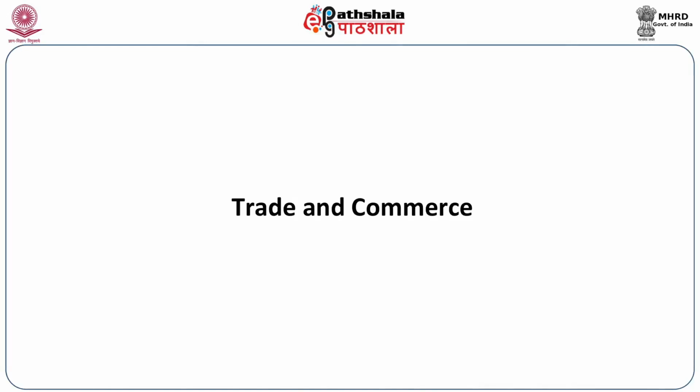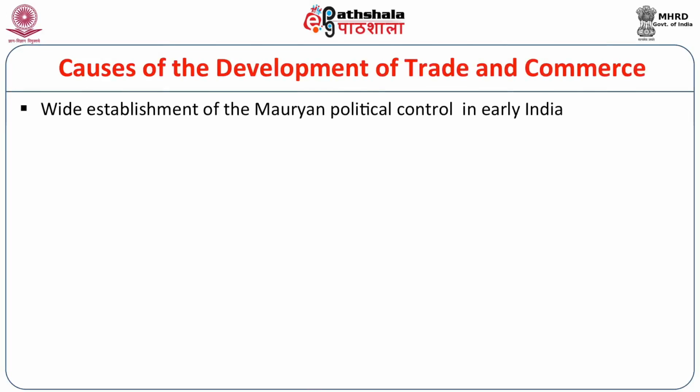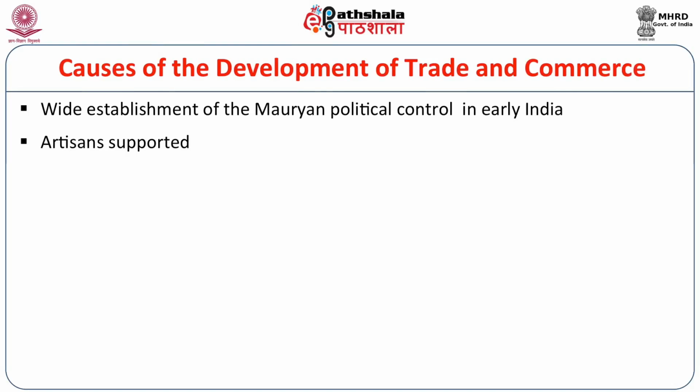Causes of the development of trade and commerce. Why did trade and commerce develop during the Mauryan period? First of all, wide establishment of the Mauryan political control in early India, that is almost the whole of India was taken under the control of the Mauryas. B. Artisans supported, as I have told you. Agrarian income, I have also told you.